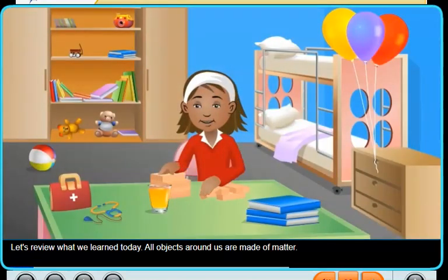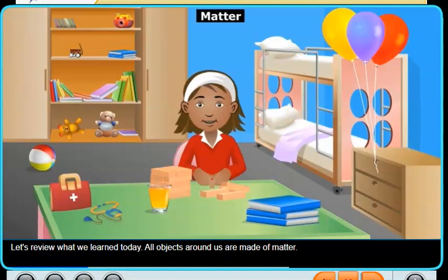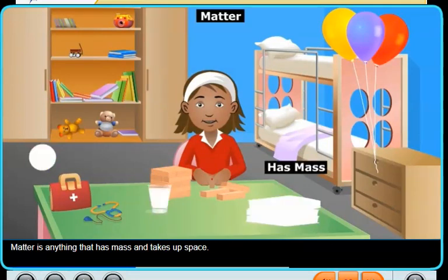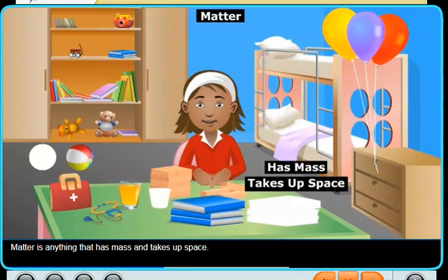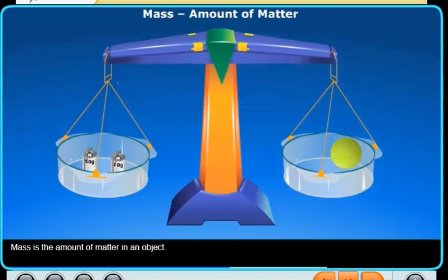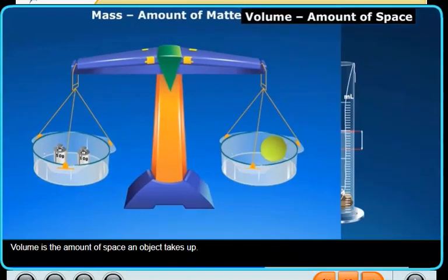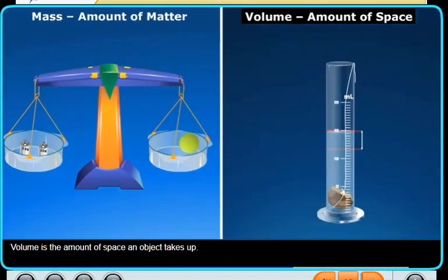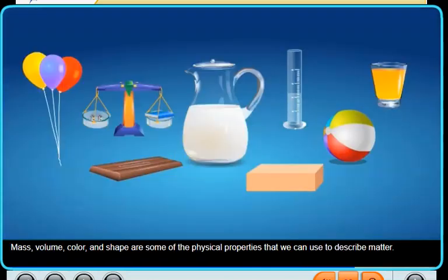Let's review what we learned today. All objects around us are made of matter. Matter is anything that has mass and takes up space. Mass is the amount of matter in an object. Volume is the amount of space an object takes up. Mass, volume, color, and shape are some of the physical properties that we can use to describe matter.